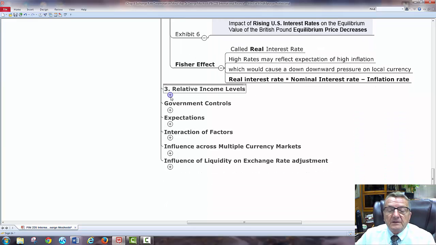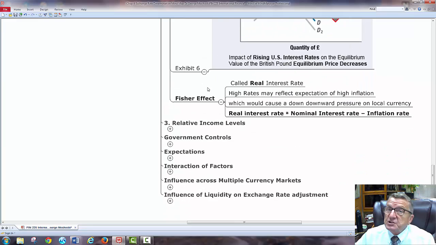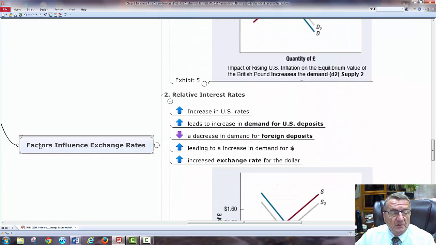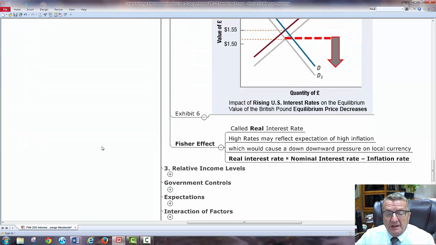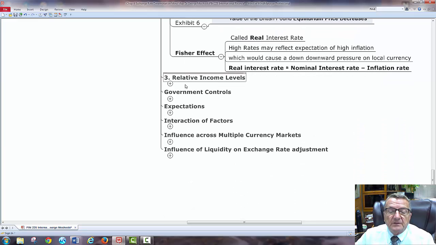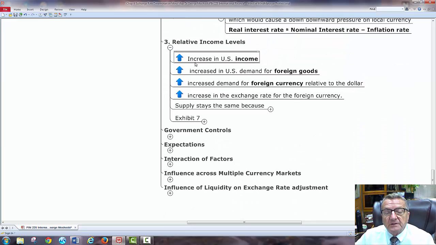Okay? Now, relative incomes. Remember, these are all factors that influence or affect the exchange rate that we're talking about. Okay, now, so we have that. Now let's look at relative income. If there's an increase in U.S. income, that means it goes up. The U.S. demand for foreign goods goes up because I got more money, and they may not have it here. I want that exotic wine, or whatever you're going to buy.